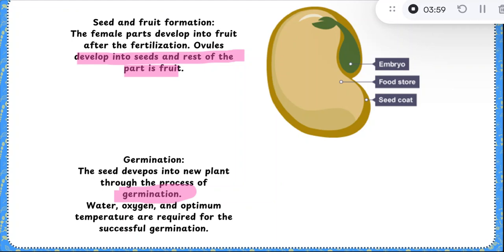और seed का आप structure देखो तो उसमें embryo अलग होता है, ठीक है ना, and the rest of this is all utilizable food that is there for the embryo to digest and grow, and then this is the seed coat for protection, and that's it.